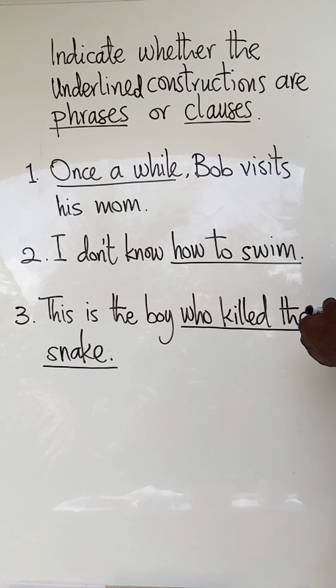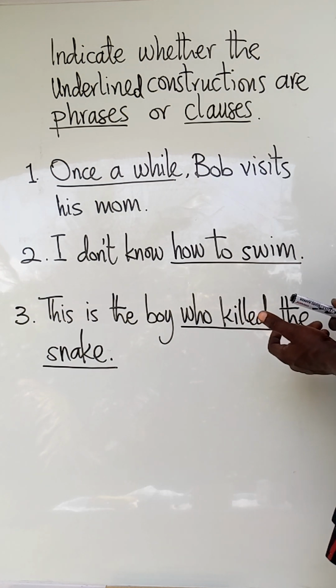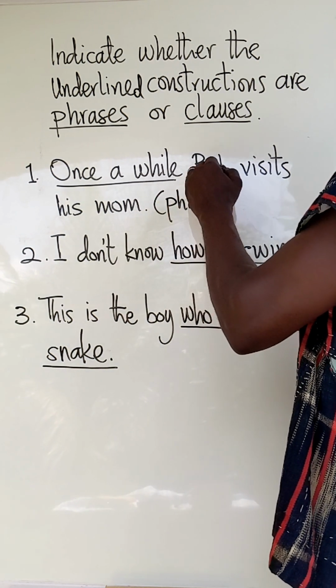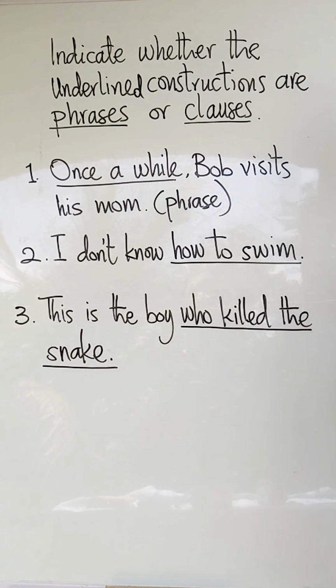Why? Because once is not a finite verb. And while is also not a finite verb. Therefore, this is a phrase. Number two, I don't know how to swim. The underlined construction is how to swim. Is this a phrase or a clause?